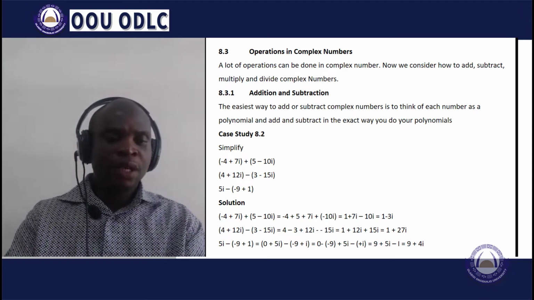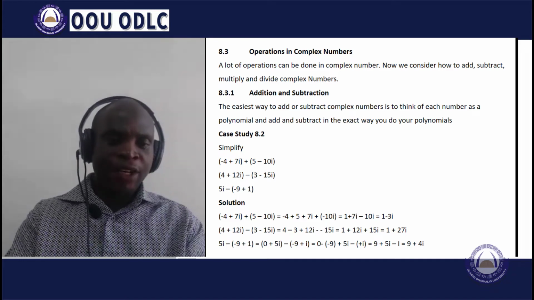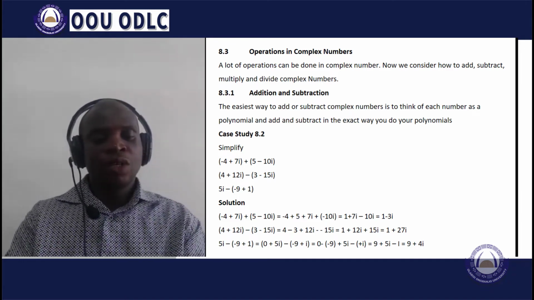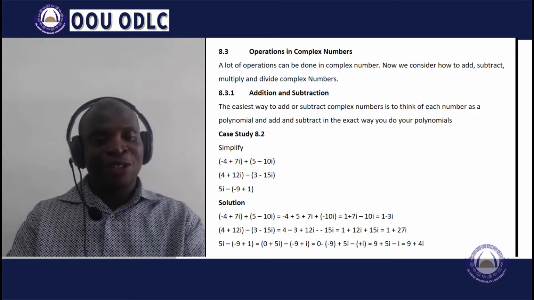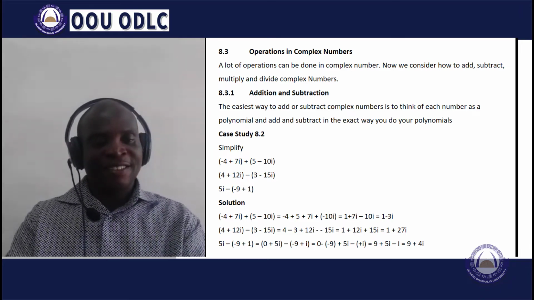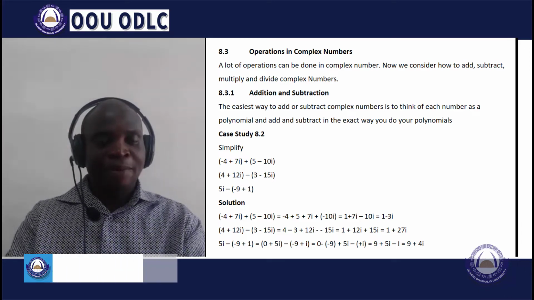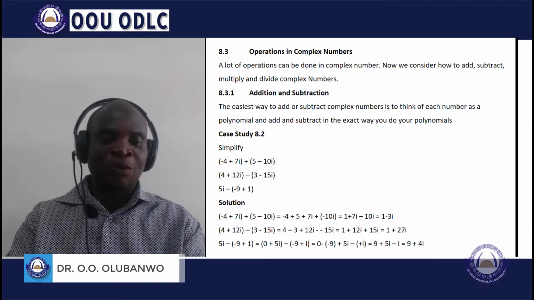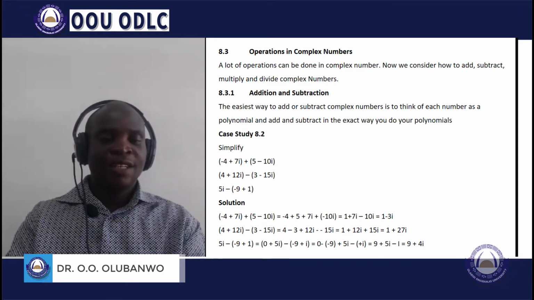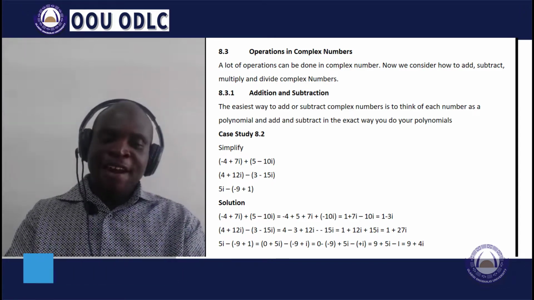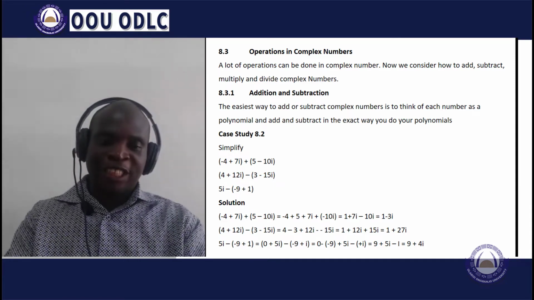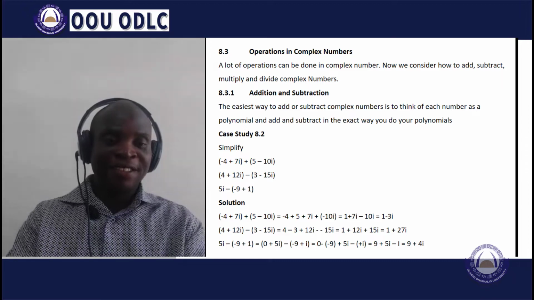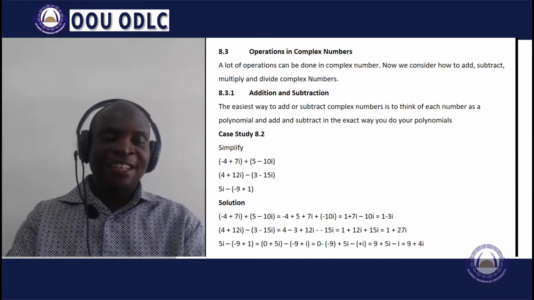The next one, 5i minus, open bracket, minus 9 plus i. When you look at this problem we want to solve now, the first parameter there, you observe that we don't have the real part. We only have the imaginary part, which is 5i. It's like the real part is present, but it's hidden, because 0 is also a number. So it means the real part there is 0.